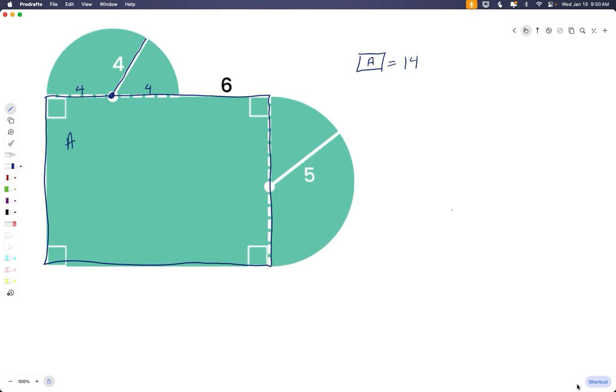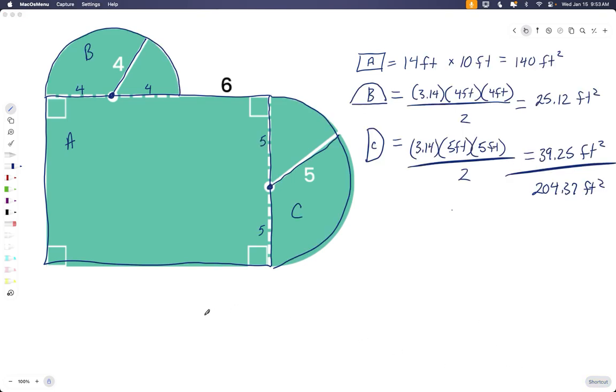Hold on. Okay, so I apologize. I just realized I did not press the record button when I came back from checking the unit of measure. The unit of measure was feet.